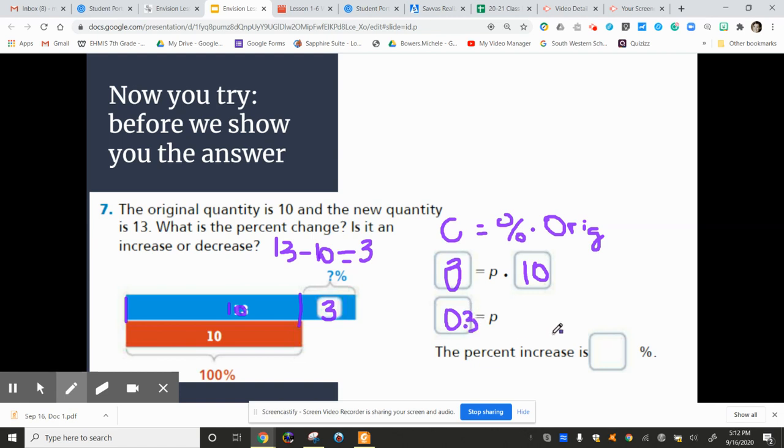So what percent is that? Remember, when we have a decimal, to change it to a percent, we move the decimal 2 places, always 2 places to the right. So this is 30%, a 30% increase.